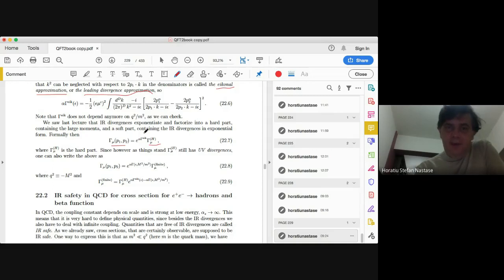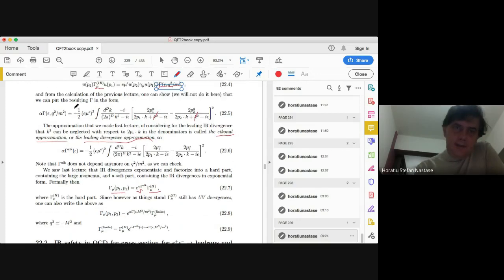Moreover, it's a scalar factor. I mean, that's what exponentiated means. Exponent of a number. And that number is this approximation that we've derived here, the eikonal approximation, the leading divergent part. So gamma mu is written as this exponent of alpha gamma eikonal times the gamma mu hard, the part of the vertex that depends only on the large momenta.